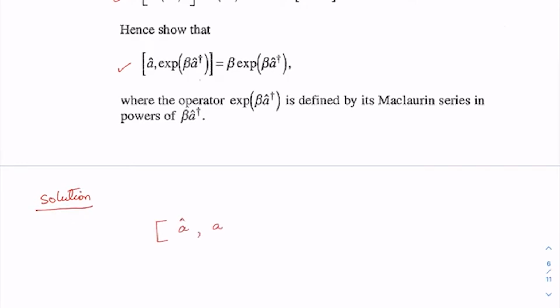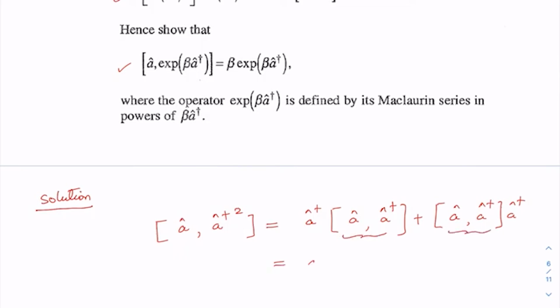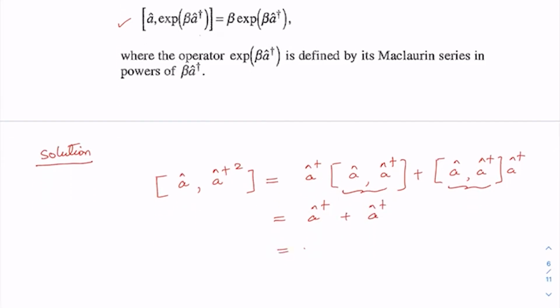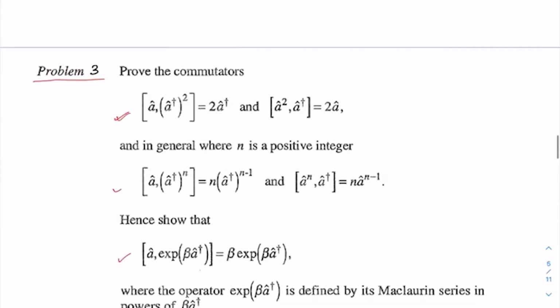The commutation relation of a dagger squared with a we have to work out. So we can write it as a dagger [a, a dagger] plus [a, a dagger] a dagger. Now we know that the commutator [a, a dagger] is equal to 1, so therefore we will have a dagger plus a dagger, so this has to be 2a dagger. Okay, so this one is proved.